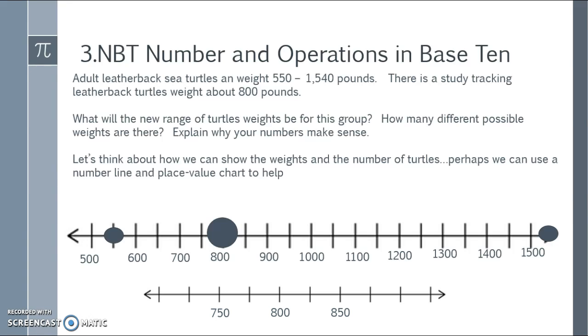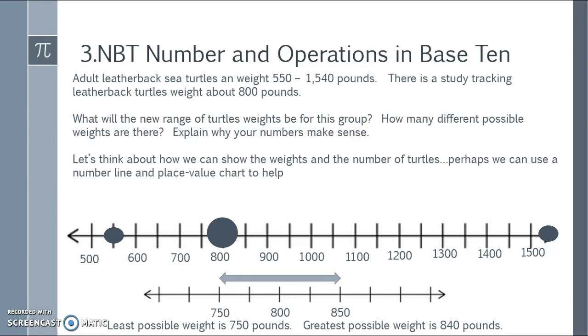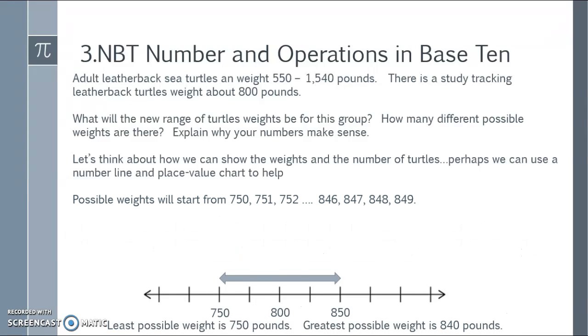So I've kind of zoomed in on 800 here with a new number line. And I'm particularly interested in the numbers between 750 and 849. So the least possible weight is 750. The greatest possible weight is 849 pounds based on rounding. So our possible weights will start from 750, 751, 752, 753, etc., all the way through 849. So we have a large range that it could possibly be from.